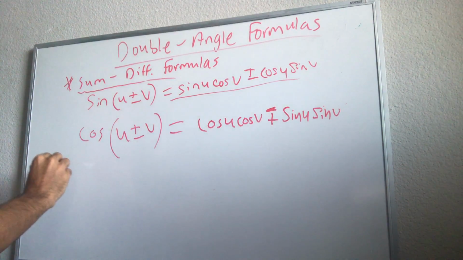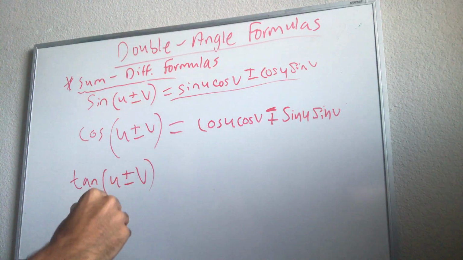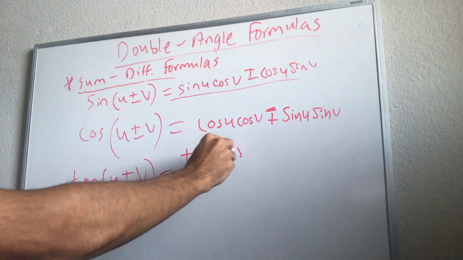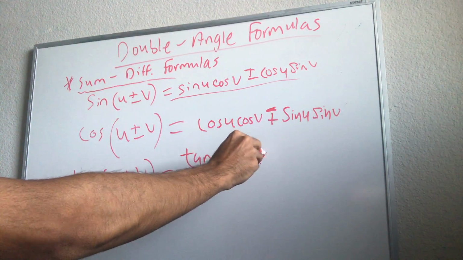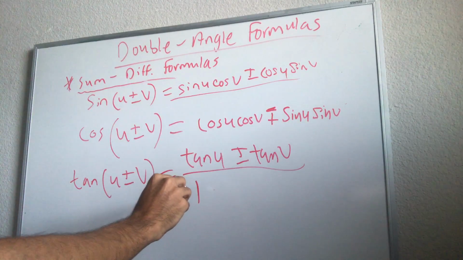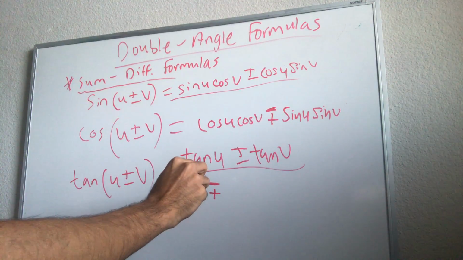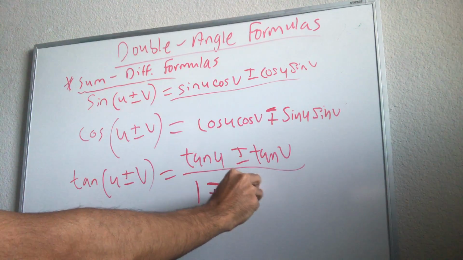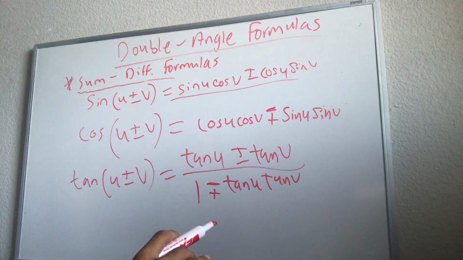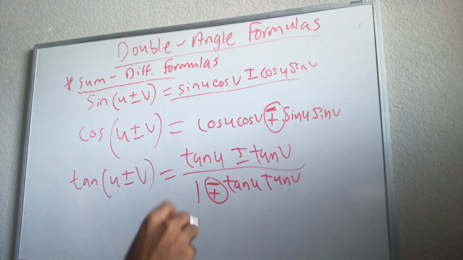And then we have tangent. Tangent of u plus or minus v is equal to tangent u plus or minus tangent v, divided by 1 minus or plus tangent u times tangent v. And again you see the switching sign here. There is one sign that stays and one sign that switches.